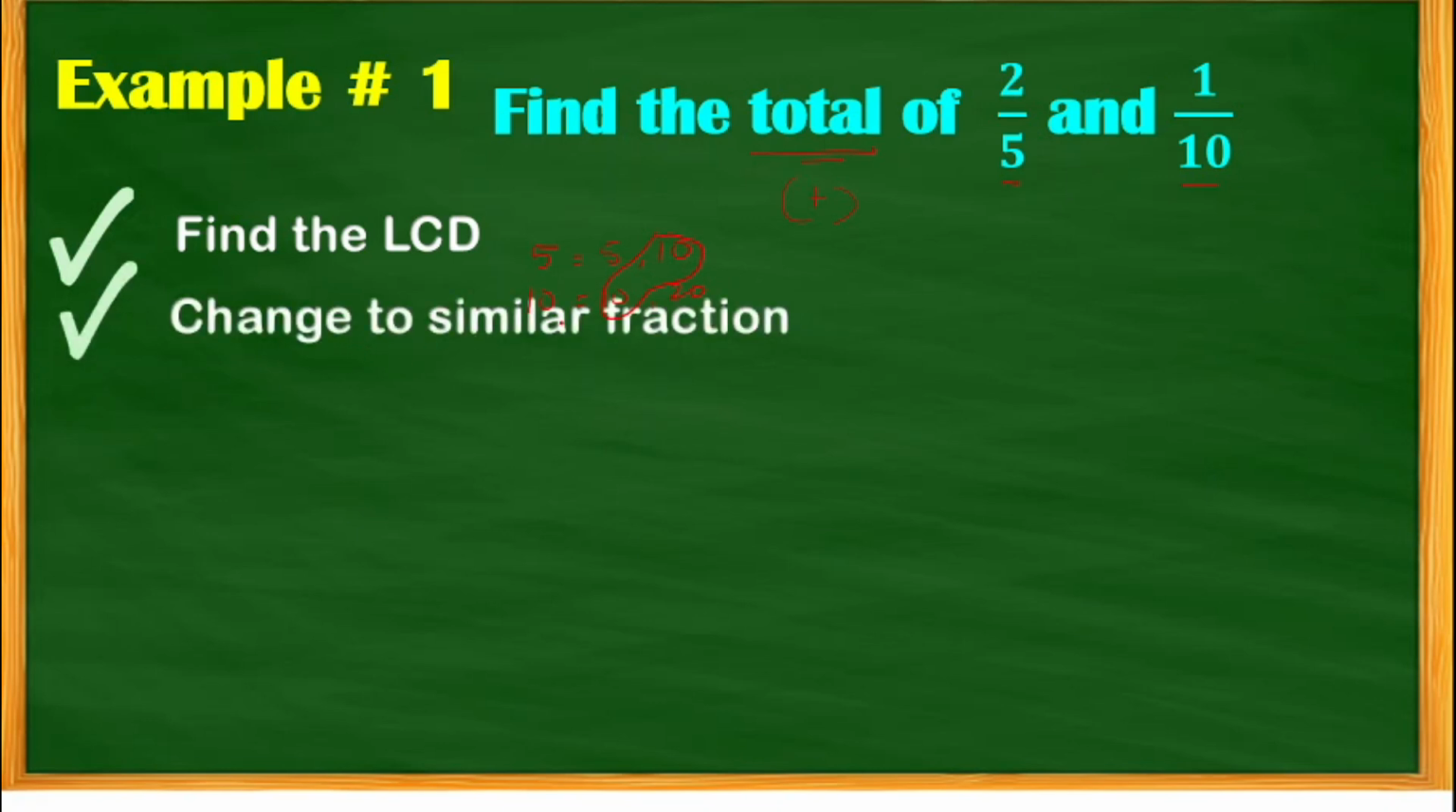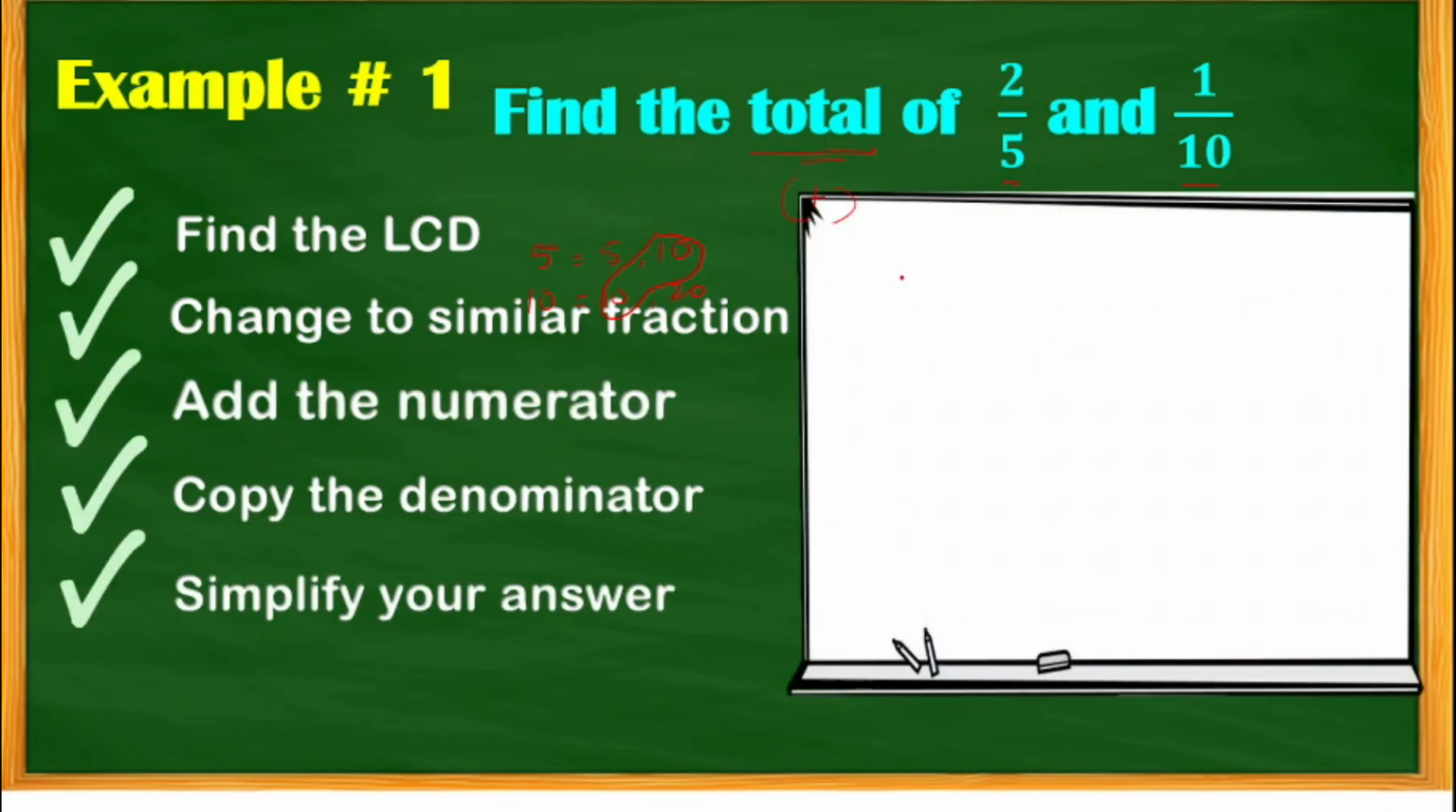Now, change the two fractions to similar fractions. The other fraction would be 1/10, so the LCD is 10. Let's change these two fractions to similar fractions.